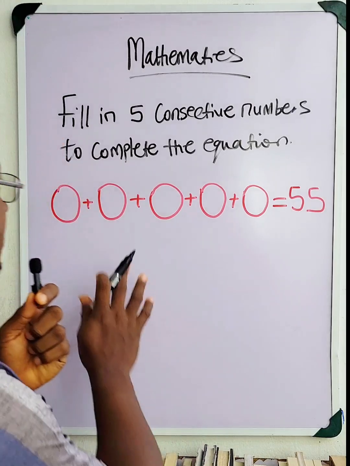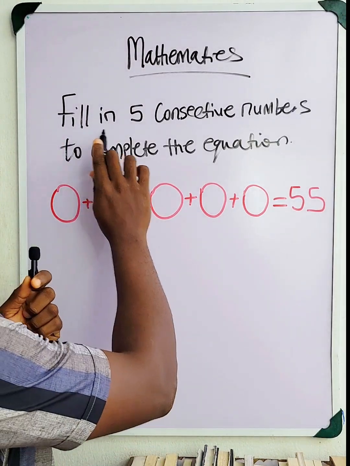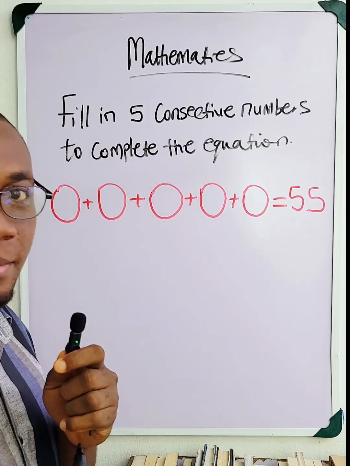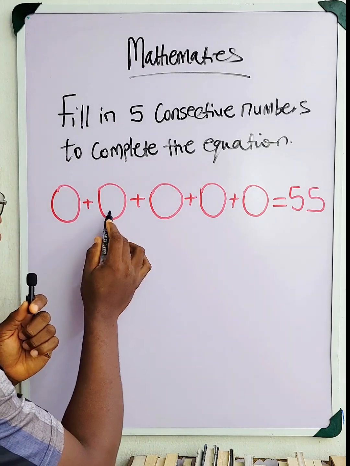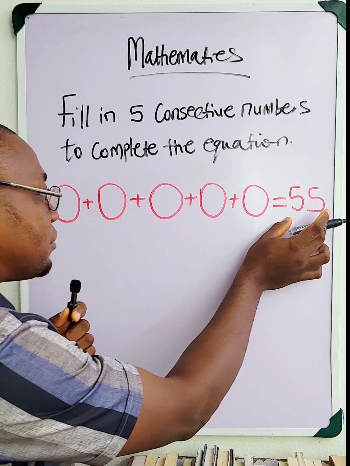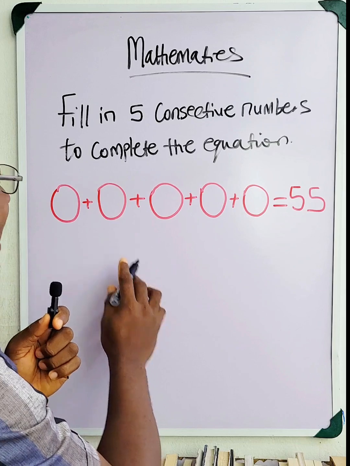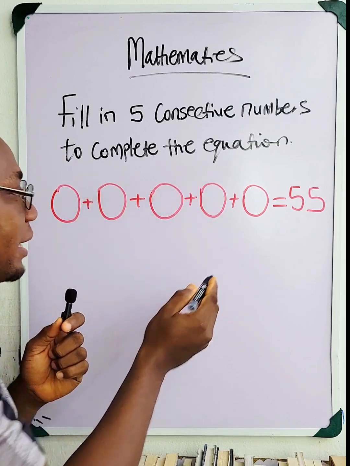Pay attention to this question. Fill in 5 consecutive numbers to complete the equation. This plus this plus this plus this plus this gives us 55. And the question says there are 5 consecutive numbers.